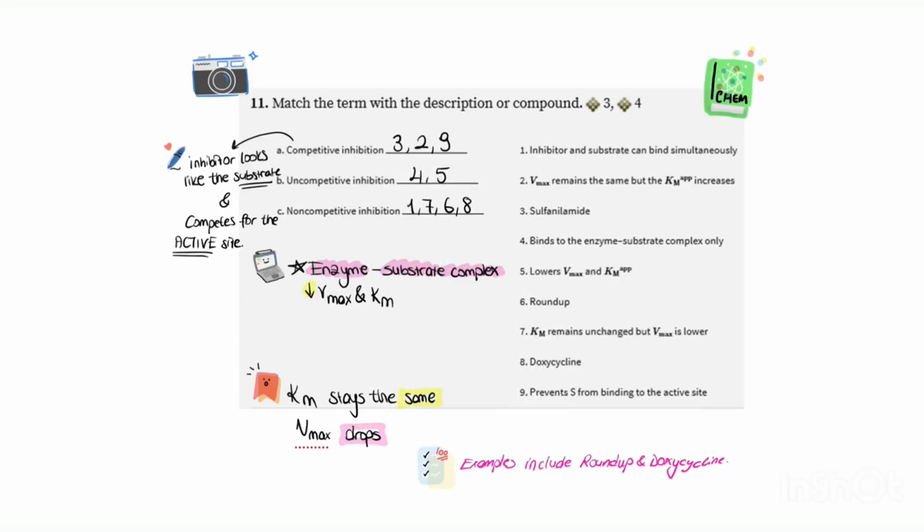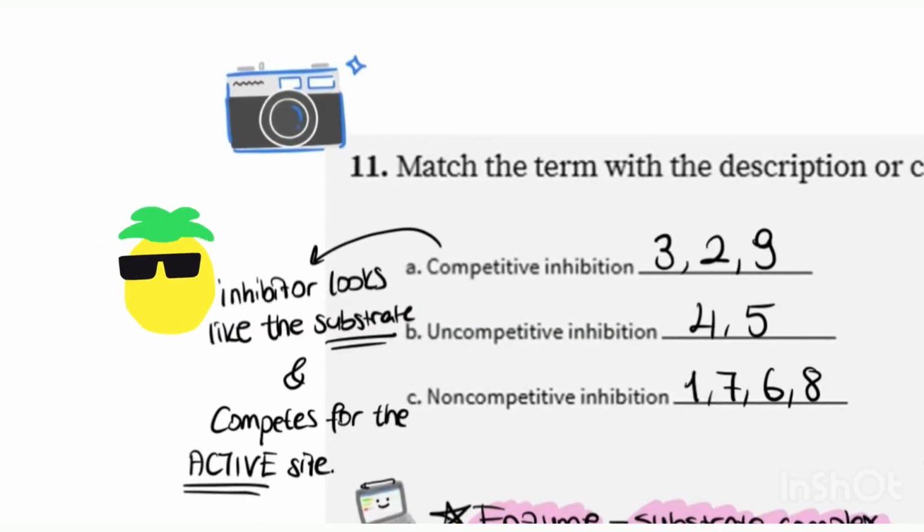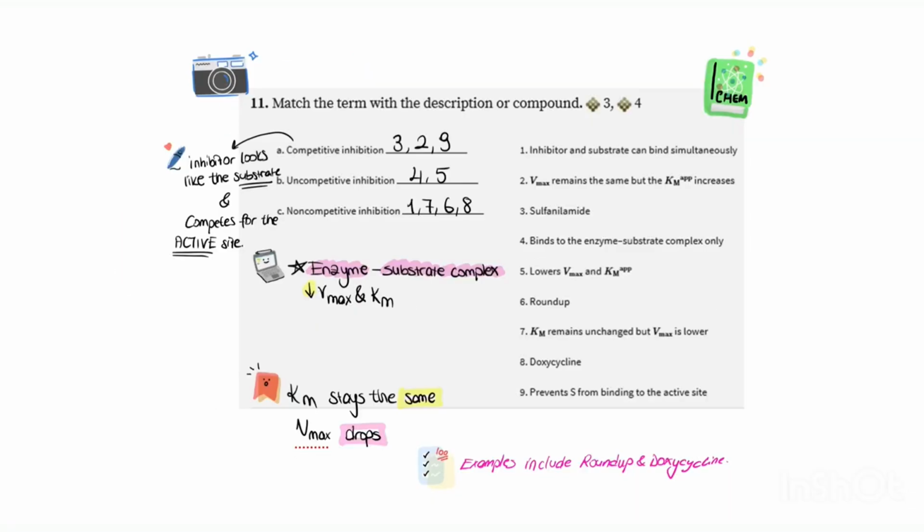Okay, so for question 11, let's quickly go over the 3 main types of enzyme inhibition. So first, we have the competitive inhibition. Here, the inhibitor looks like the substrate and competes for the active site. That means the substrate cannot bind when the inhibitor is there. So Vmax stays the same, but Km increases because you need more substrate to reach half max speed. For example, we can think about sulfanilamide or anything that blocks the active site.